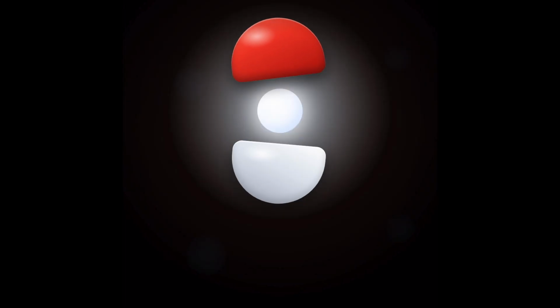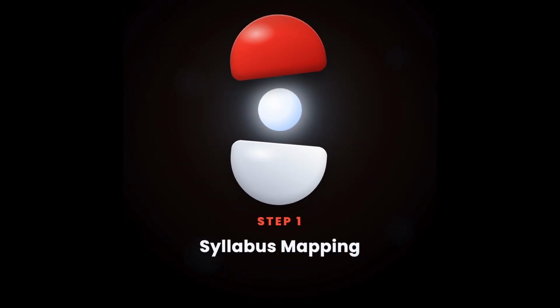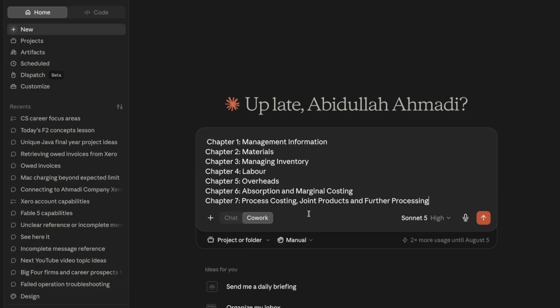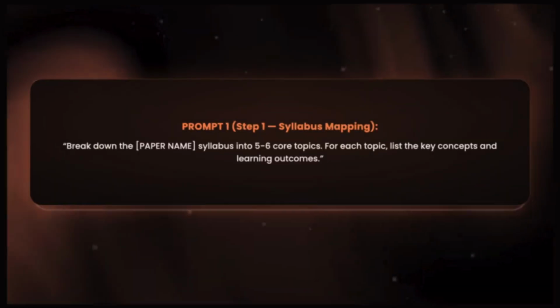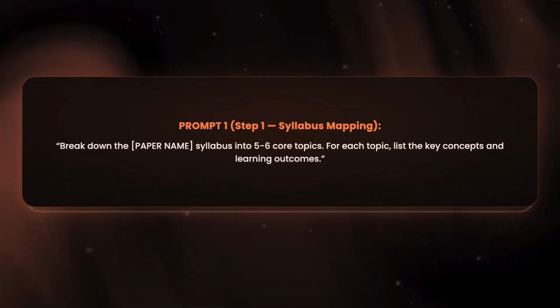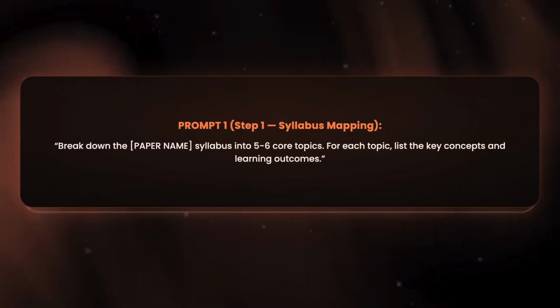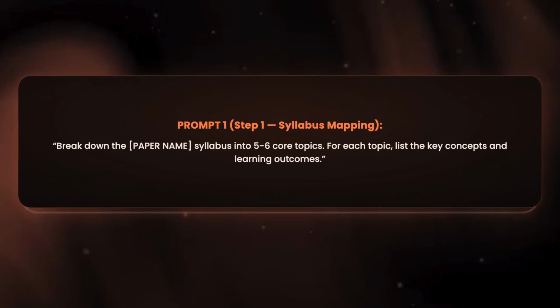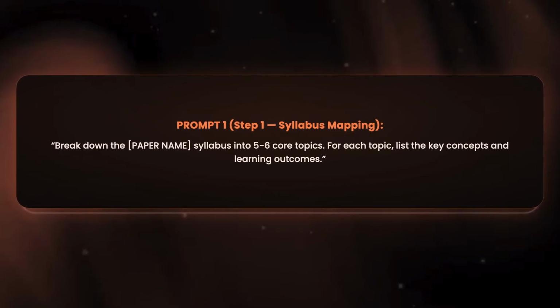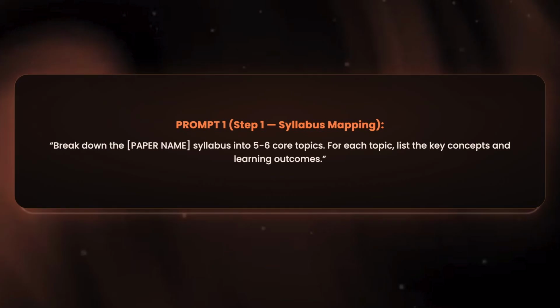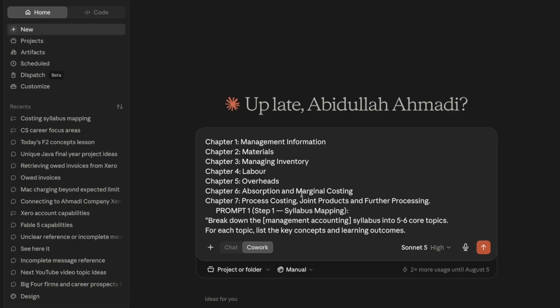Step 1 is the foundation. It is called Syllabus Mapping. Here is what you do. Open Claude, copy your ACCA paper syllabus, paste it. Now, send Claude this exact prompt. Break down the financial accounting syllabus into 5 to 6 core topics. For each topic, list the key concept and learning outcomes. Replace the paper name with your actual paper. For example, if you're doing management accounting, you would write management accounting syllabus.